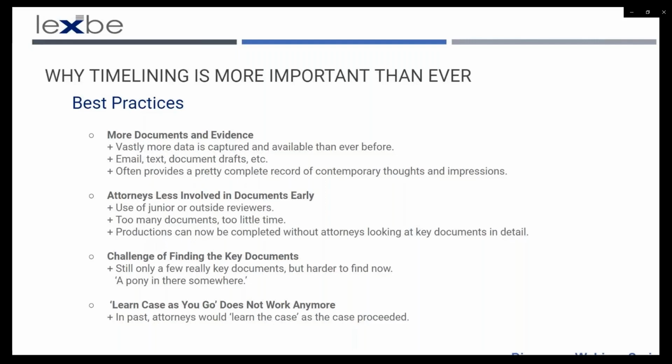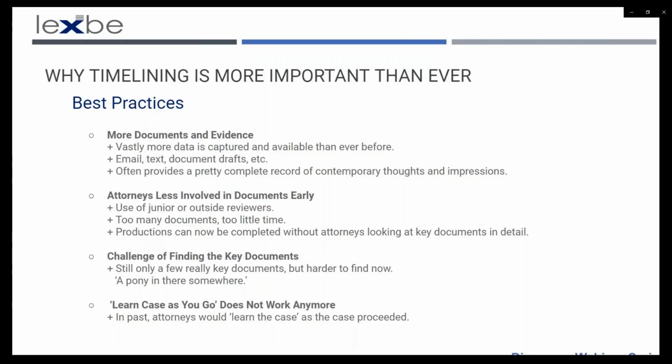Because of that, those senior attorneys aren't doing as much of a detailed review of the key documents as they have in the past. This gives them a diminished appreciation of the documents and the data, so they need something else to rely on, and the timeline is really going to tie in the story of facts and the supporting evidence for them. So that's another reason that I think timelining is really critical in e-discovery cases.